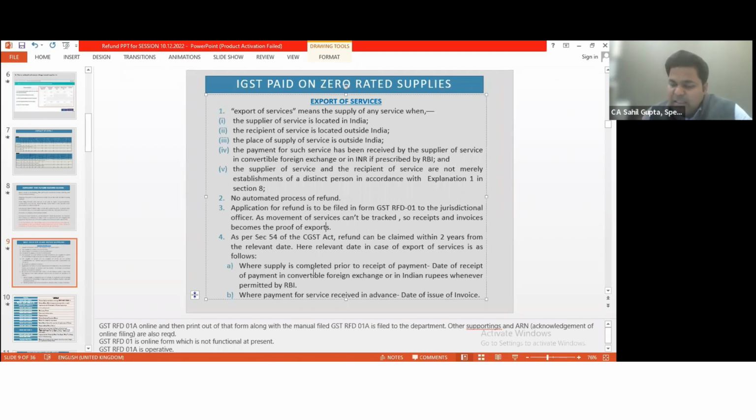And in the second scenario, if payment has been received in the previous period and the invoice is issued in the current period, then the amount in the current period will be the invoice value. And 2 years will be calculated from the later date, the later event.